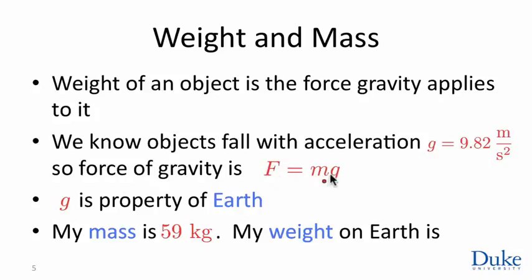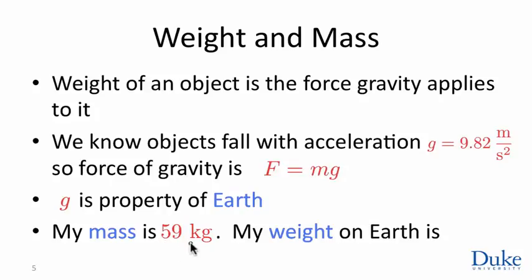It's given by the mass of the object times this constant, which is why we confuse mass with weight, but separate the two. M is a property of the object. g is a property of Earth. We often say that I weigh 59 kilos. A more correct statement is that my mass is 59 kilos.